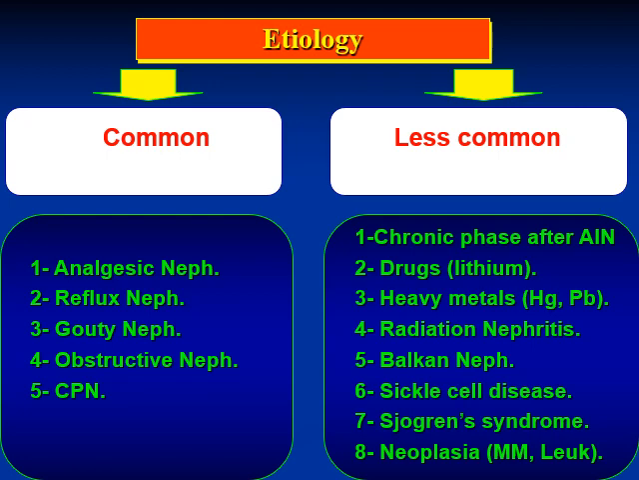Balkan endemic nephropathy is a form of chronic interstitial nephritis which is found in Romania, Bulgaria, and Yugoslavia. It's mostly due to exposure to ochratoxin or heavy metals, and it is characterized by a chronic interstitial nephritis and sometimes a transitional cell carcinoma. Other causes of a chronic interstitial nephritis include sickle cell disease, Sjogren's syndrome, and neoplasia such as multiple myeloma and leukemia.